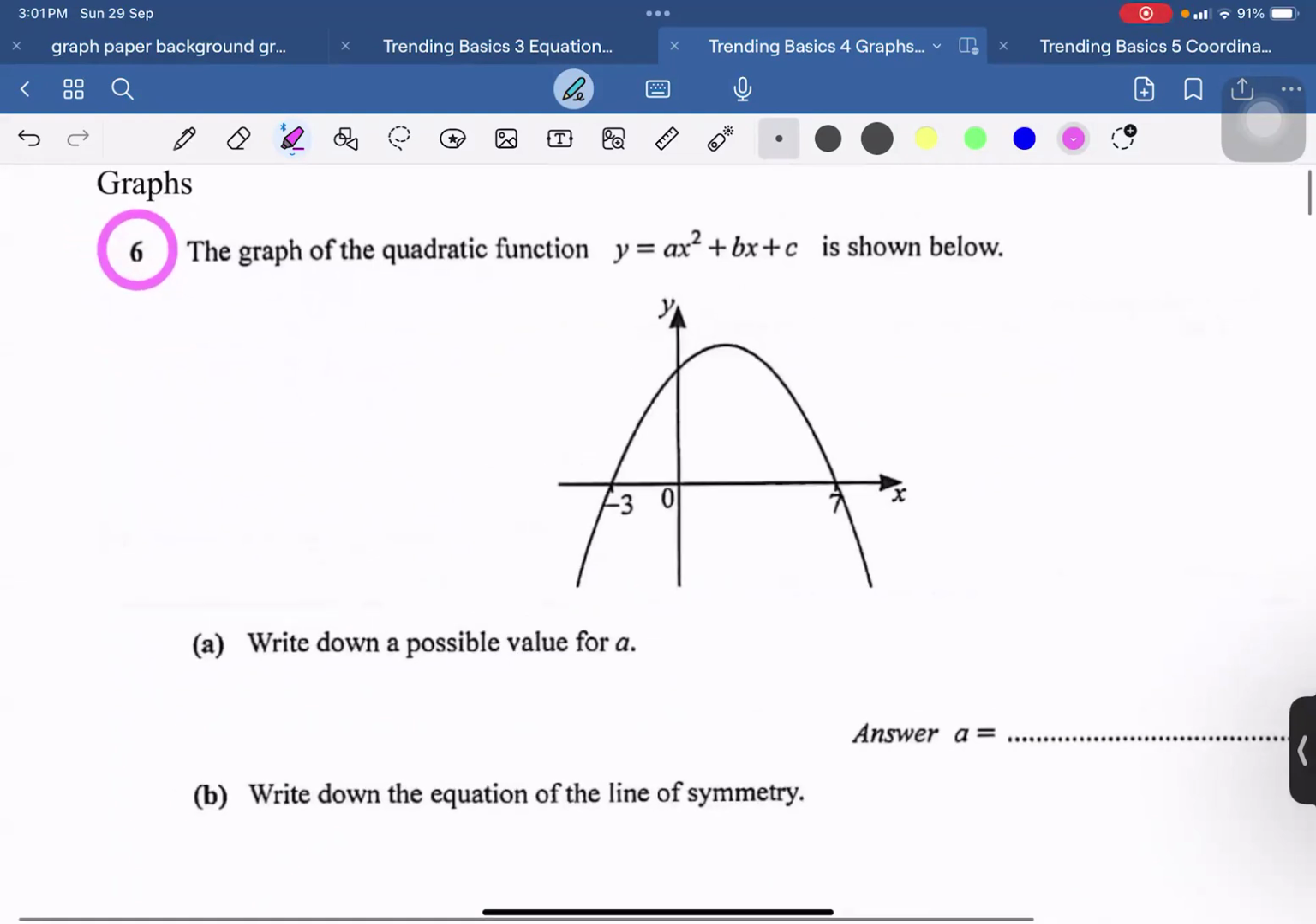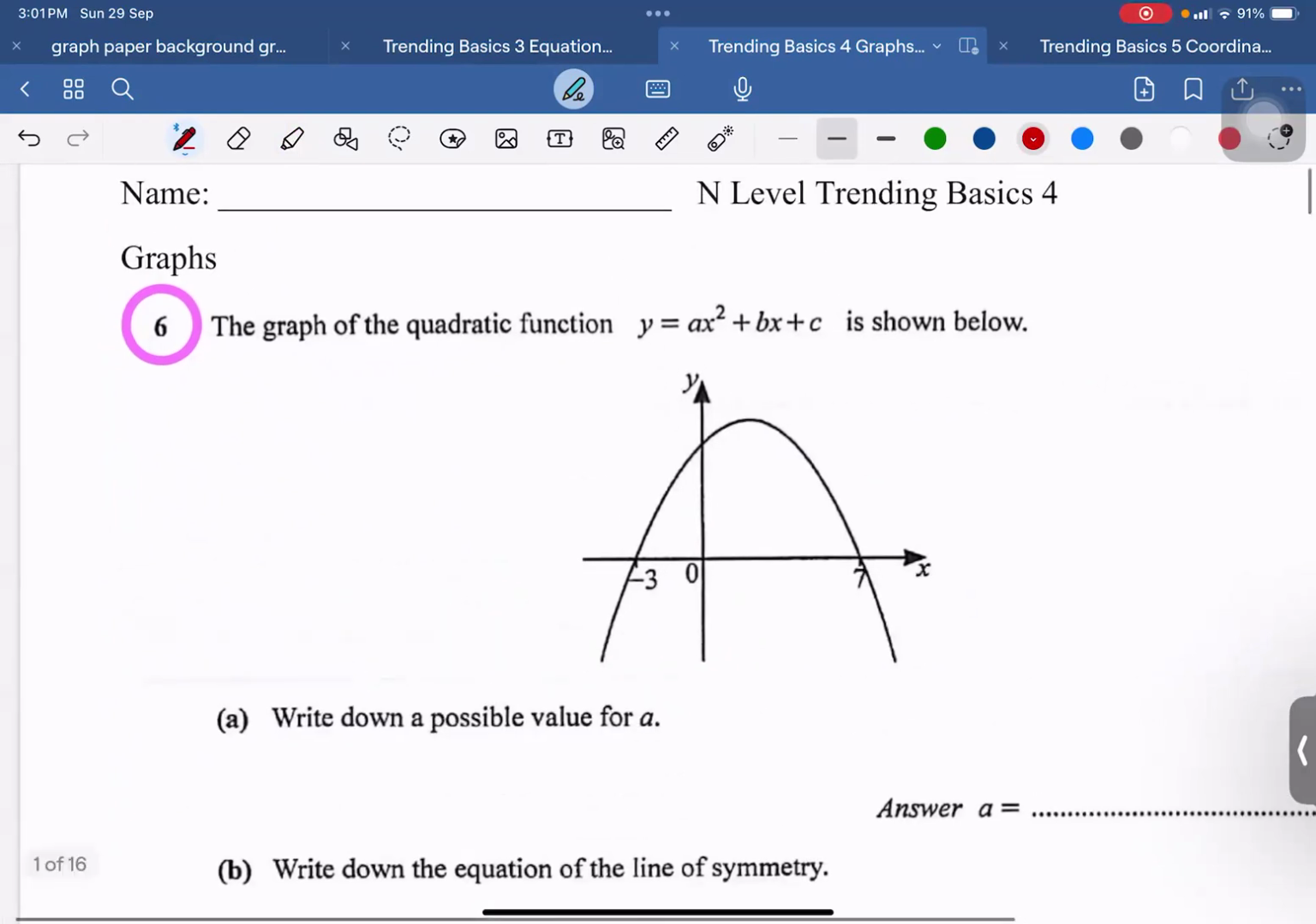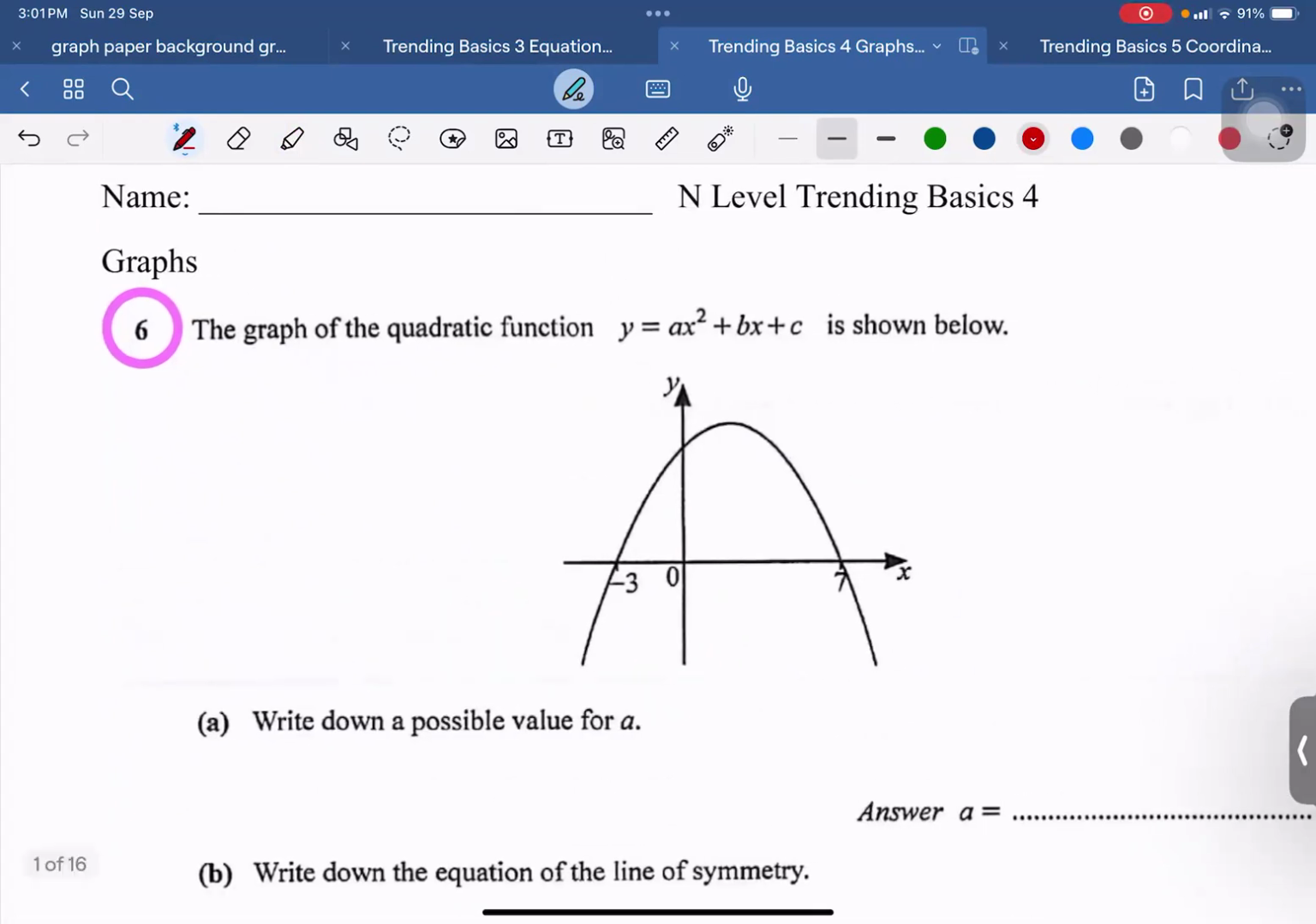So the first few questions, let's begin with the first one. This is the quadratic graph function. As you can see, this is a sad face. So if I have a sad face, it means my x squared has to be negative, right?